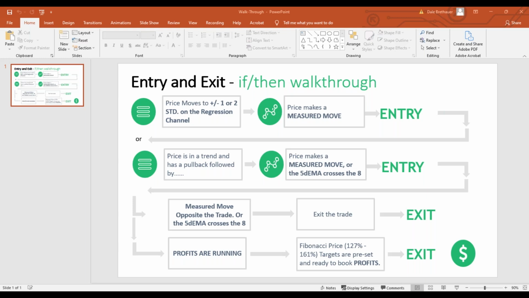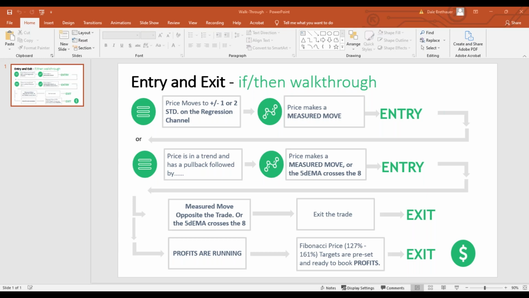What I'm going to do today is, of course, we go through the walkthrough. Then I'm going to be talking about our Apple trade, and I'm going to go step by step through that trade and what we do time and time again.